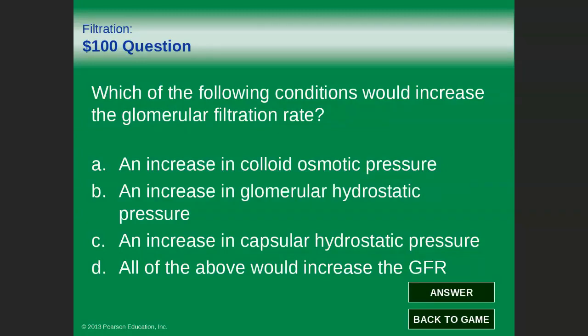Remember, when you have GHP, exactly. That's right. Correct. You're exactly right.